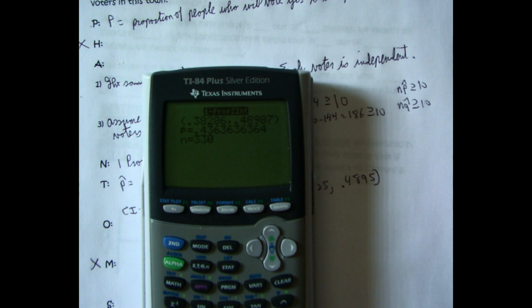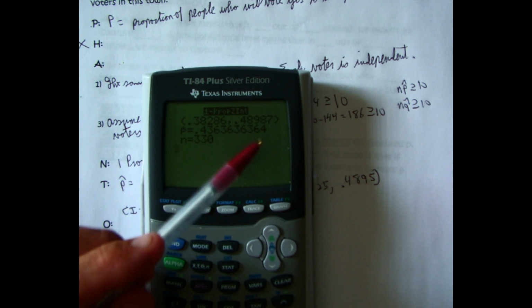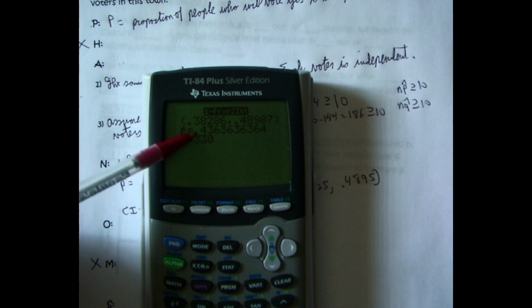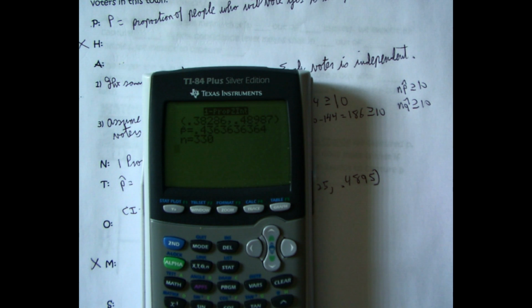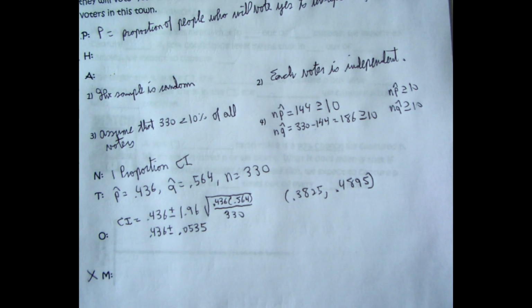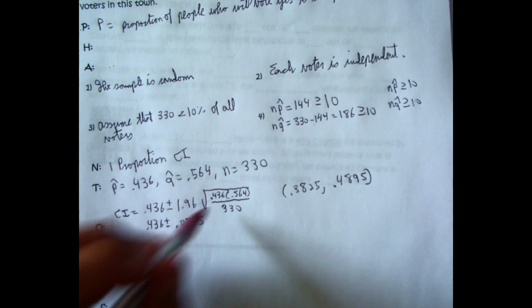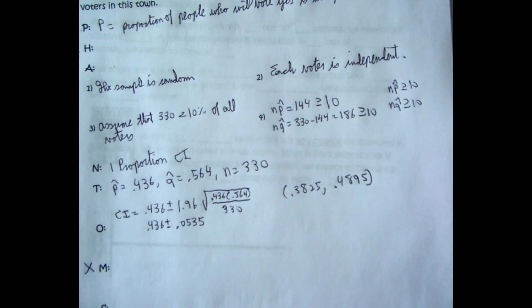So we go and we calculate that, and there's our interval, 0.383 to 0.489. Okay, so yes, this is a little bit different, but that's because we rounded. And there it gives us our p hat also. Okay, so we can just go to 1-PropZInt and let the calculator do the actual calculation for us. However, this must still go on our paper. So this has to go on our paper, and this has to go on our paper.